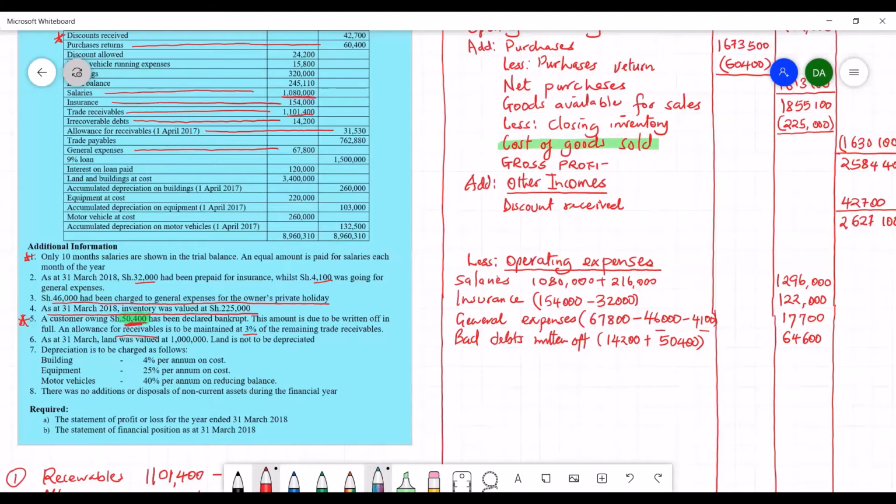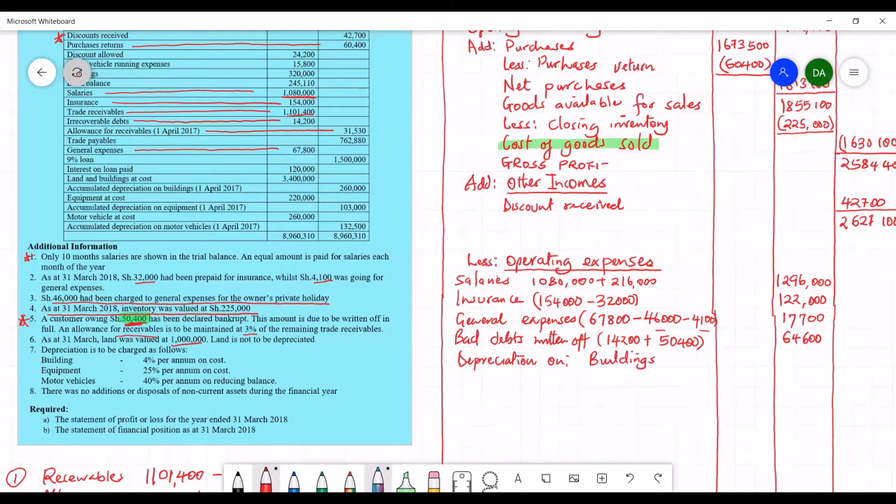There is no increase in the allowance for bad debts, therefore, there is nothing to enter. Let us look at additional information number 6. This is the value of land. And in additional information number 7, we have depreciation expense. And for depreciation expense, we say there's depreciation on, start with buildings.